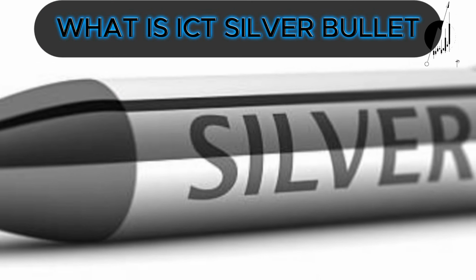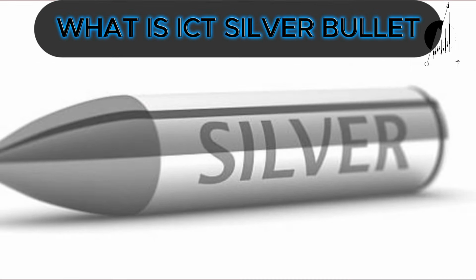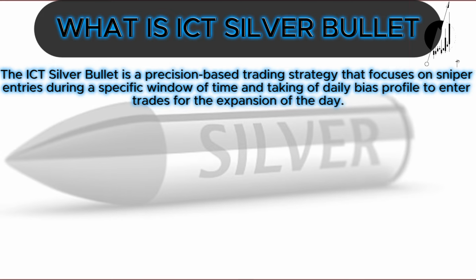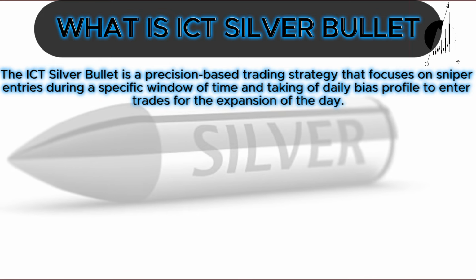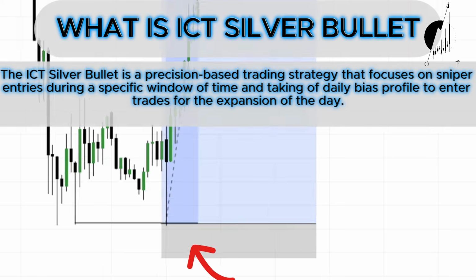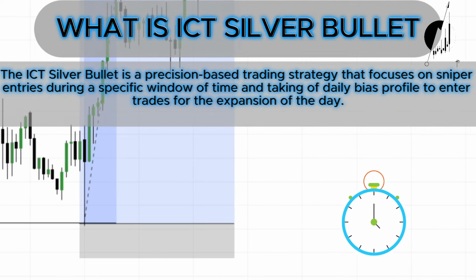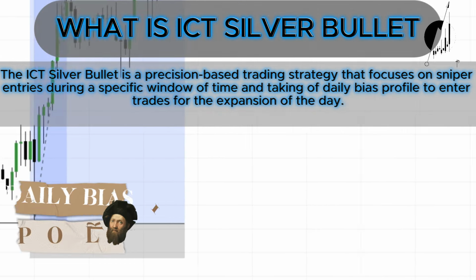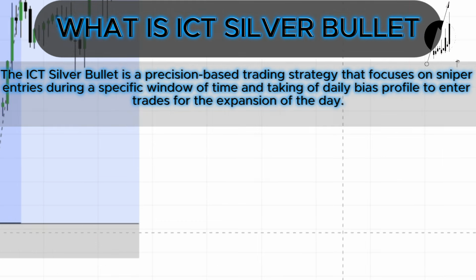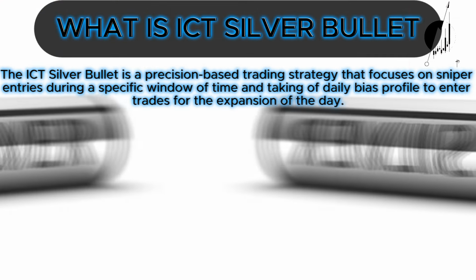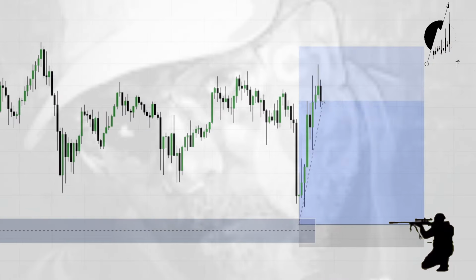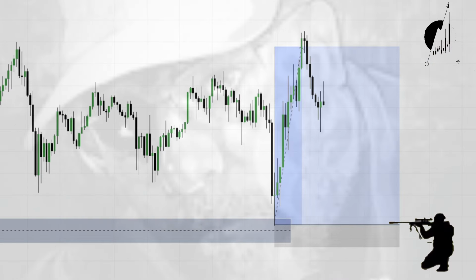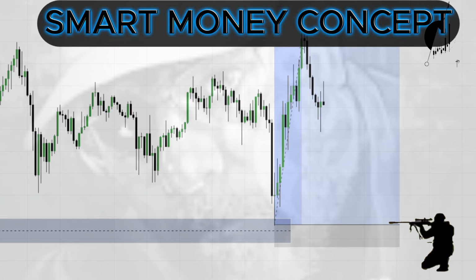What is the ICT silver bullet? The ICT silver bullet is a precision-based trading strategy that focuses on sniper entries during a specific window of time, and taking a daily bias profile to enter trades for the expansion of the day. ICT himself describes it as a kill shot, a high probability trade that aligns with smart money principles.